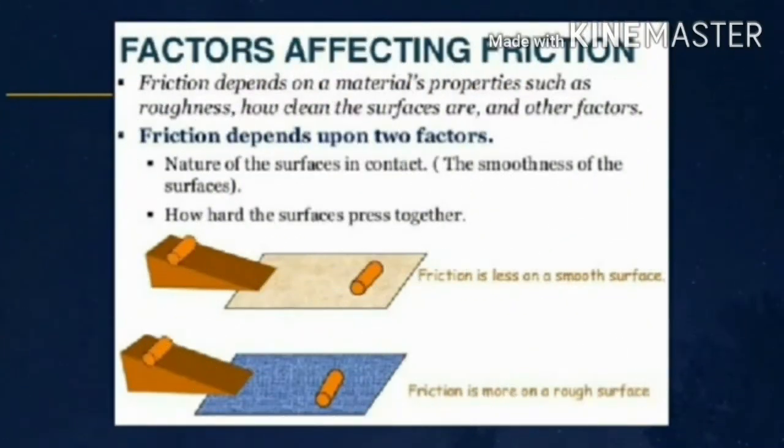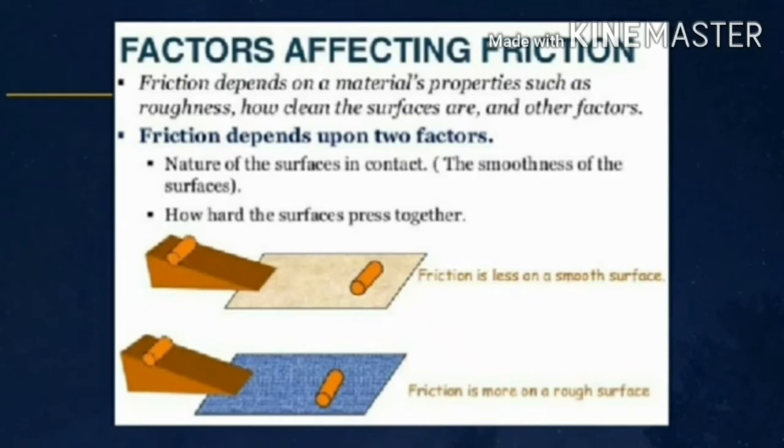Factors affecting friction. It has been found by experiment that the friction between two surfaces depends on two factors. First, the nature of the two surfaces, smoothness or roughness of the two surfaces. Second, the force with which two surfaces are pressed together. The force of friction, however, does not depend on the amount of surface area of the two objects which is in contact with each other.